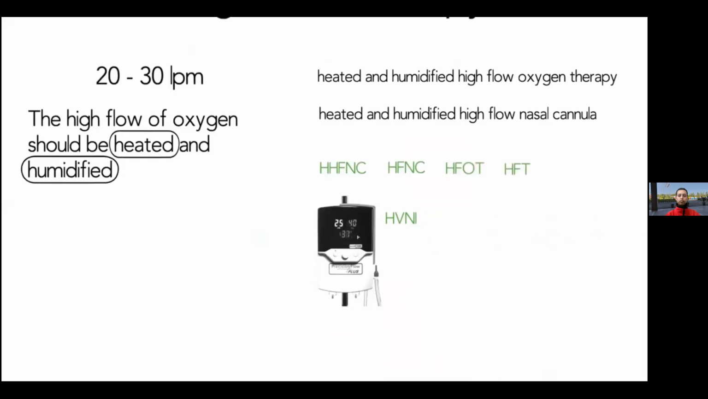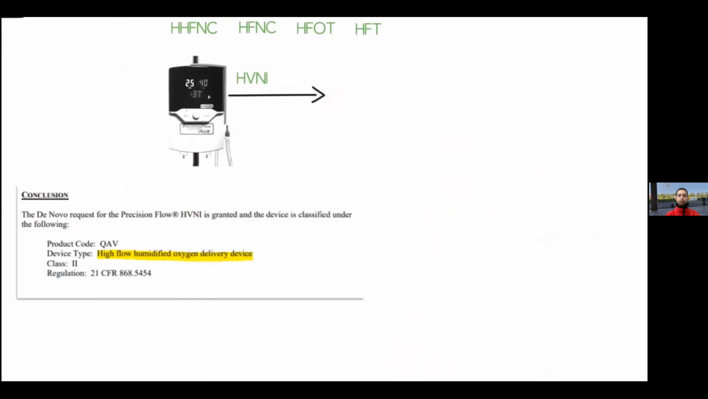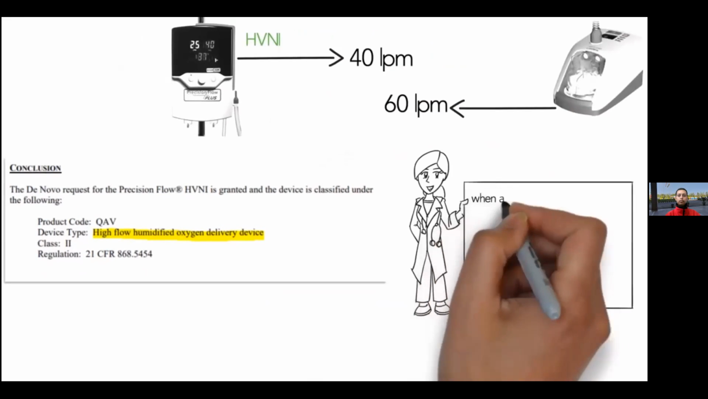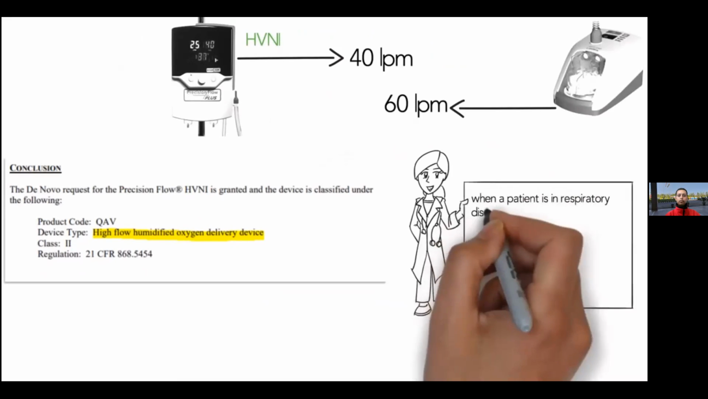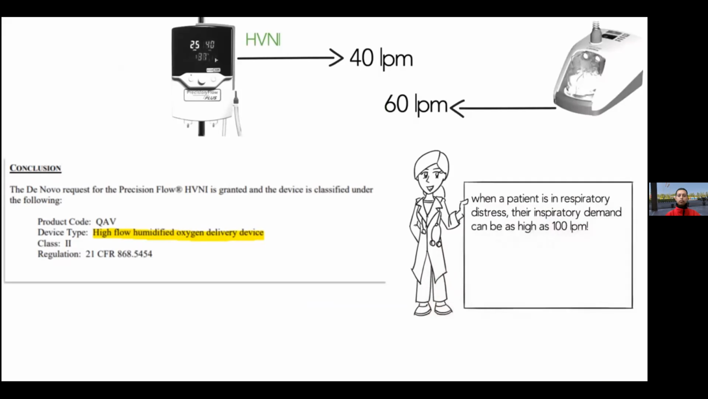On the FDA's website, it clearly identifies their device type as high-flow humidified oxygen delivery device. Now, like other high-flow devices, they deliver a high flow of oxygen, and it is heated and humidified to help meet patient comfort and tolerance. And some devices, like Vapotherm's Precision Flow, go up to 40 liters per minute. Others, like the F&P Airway 2, go up to 60 liters of flow, while still others can go even higher, because at the end of the day, we're just trying to meet the inspiratory flow of a patient, and when that patient is in respiratory distress, that inspiratory demand can be as high as 100 liters per minute.